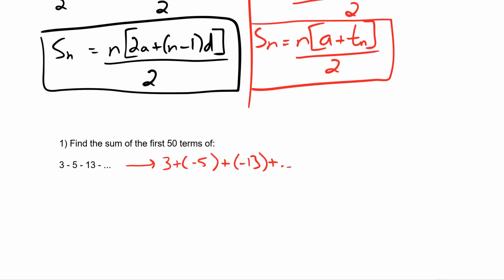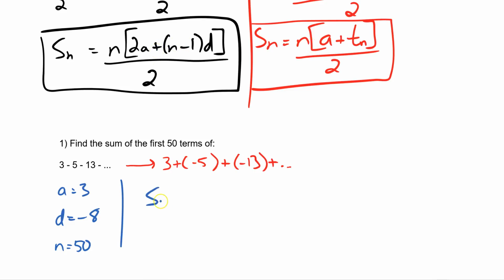Now, just like with an arithmetic sequence, we know that the a value is 3. The d value, the common difference: to go from 3 to negative 5, we're subtracting 8. And we also want the sum of the first 50 terms. Now, if you take a look, which of these two equations that we figured out involve the common difference? Not the second one right here. It doesn't use the common difference, but this first equation does.